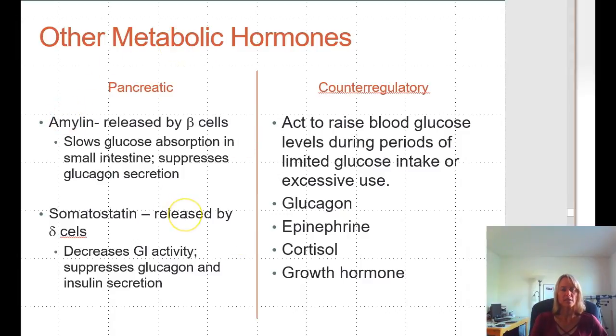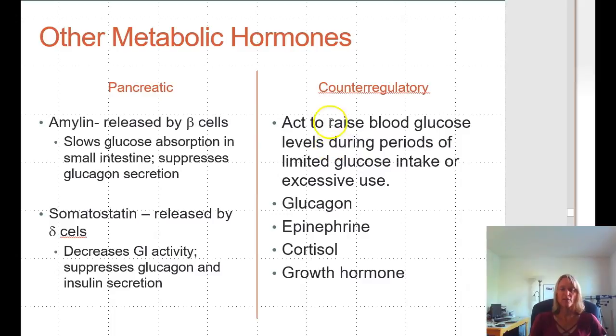There are some other hormones that we'll look at briefly here. Amylin, released by beta cells, slows glucose absorption in the small intestine and suppresses glucagon secretion. Somatostatin, released by delta cells, decreases GI activity and suppresses both glucagon and insulin secretion.